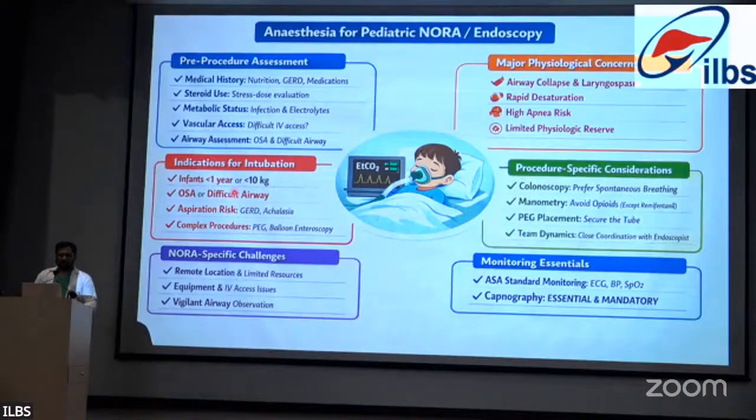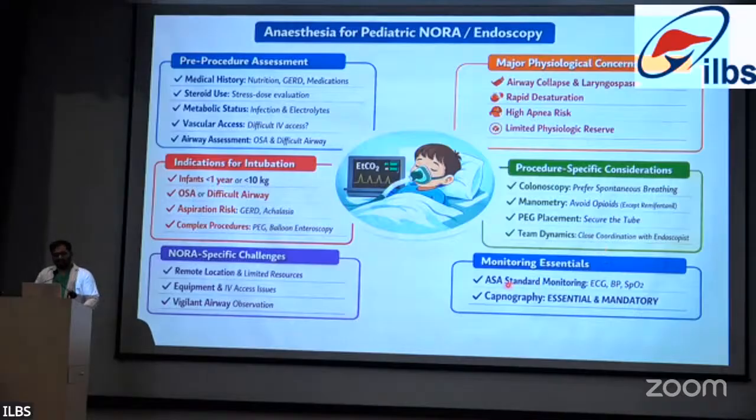for sedation. So, what are the indications for intubation? Infants less than 1 year or less than 10 kilos, OSA or difficult airway, high aspiration risk, and complex procedures are strong indicators for intubation. Now, some of the procedure specific considerations: for colonoscopy, it is always preferred that the patient has spontaneous breathing, because after giving muscle relaxation, the abdominal tone is lost and the bowels fall. And while using manometry, we should avoid opioids except for remifentanil. After PEG placement, the tube should be properly secured before moving the patient. And close coordination with an endoscopist is mandatory in pediatric patients.